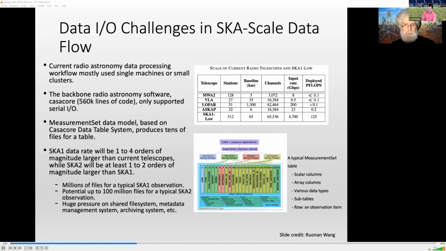The measurement set data model, which underlies this whole reduction system, is based on the so-called Casacore Table Data System and produces tens of files for a table. And that, at the end, will produce millions of files for typical SKA1 observations, potentially up to 100 million files for a typical SKA2 observation, and means a huge pressure on shared file systems, metadata management systems, and archiving systems. The table on top right shows a comparison between current day radio telescopes and the SKA1 low. And the lower part shows a depiction of the CTDS.